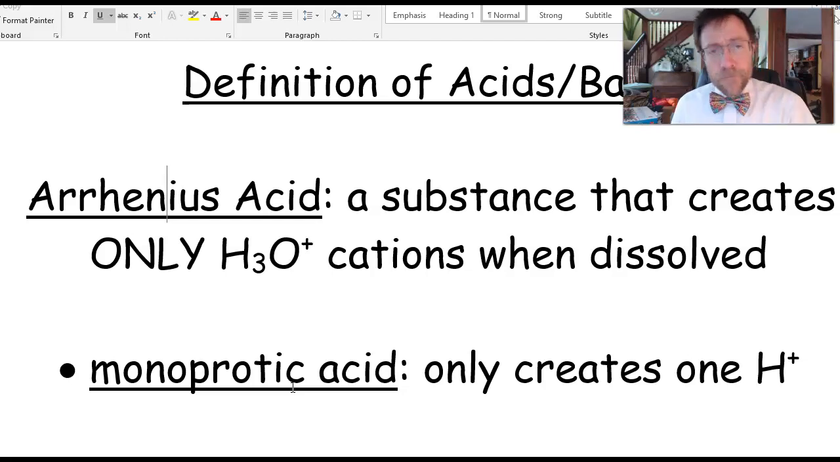Acids and bases can come in a couple different varieties or flavors. Monoprotic. So mono, M-O-N-O. What is that? You guys know what that prefix means here, right? Mono is singular, right? Protic, protons. Guess what that means? Yup, you bet. One. Only creates one hydrogen, right? That's like HCl, HBr, anything with one hydrogen, right?